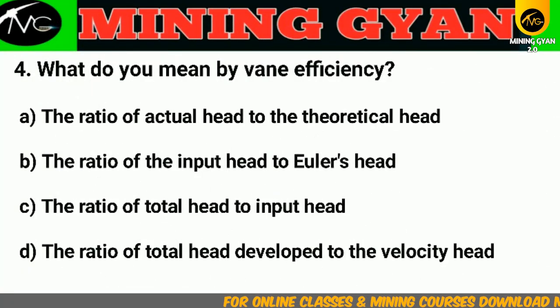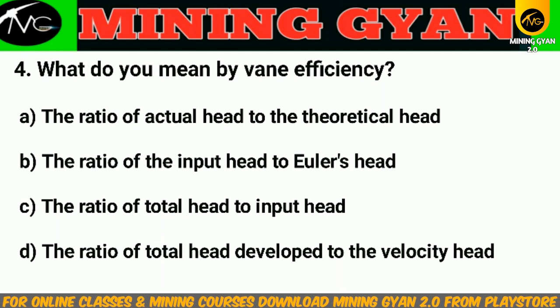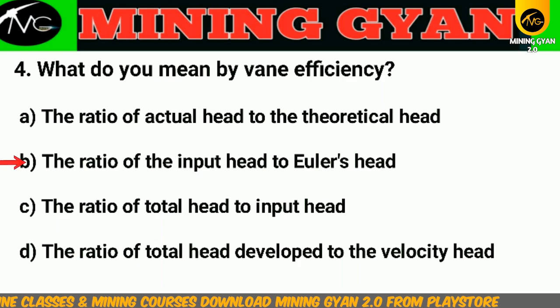Next question is, what do you mean by vane efficiency? A. The ratio of actual head to the theoretical head. B. The ratio of the input head to Euler's head. C. The ratio of total head to input head. D. The ratio of total head developed to the velocity head. Right answer is B. The ratio of the input head to Euler's head.